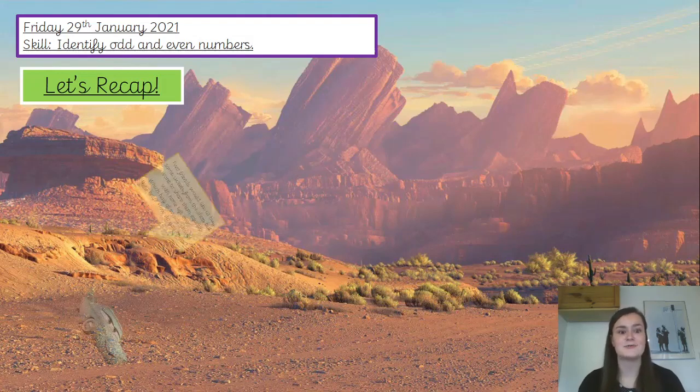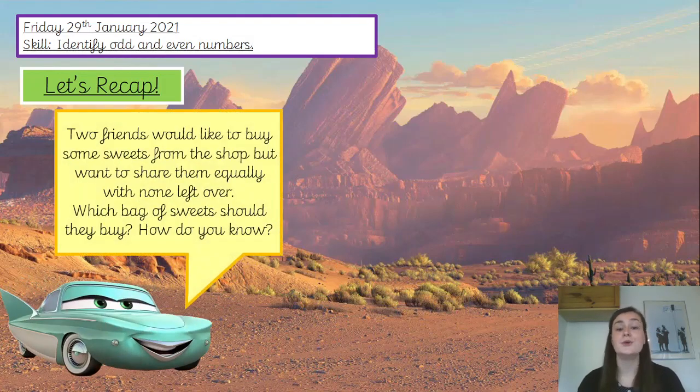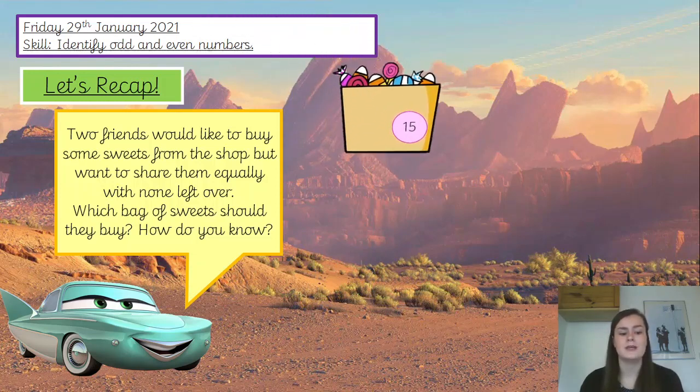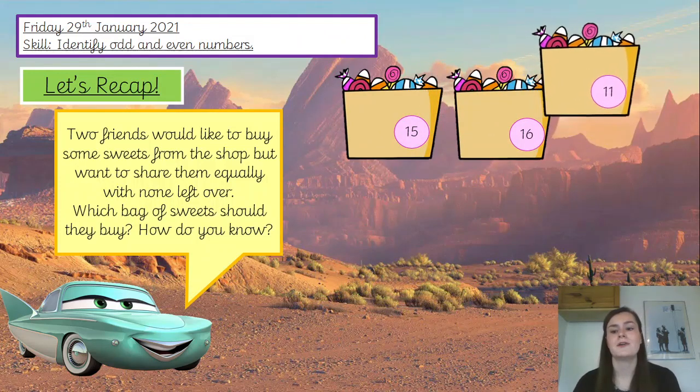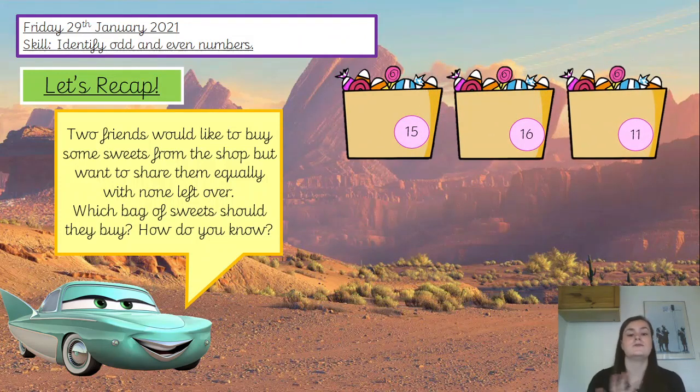Okay, let's recap then. Two friends would like to buy some sweets from the shop, but they want to share their sweets equally so that there are none left over. Which bag of sweets should they buy and how do you know? You can have a go at sharing out the sweets in each of these on your whiteboard or on a piece of scrap paper and decide which one is best for them and how you know. Pause the video and off you go.